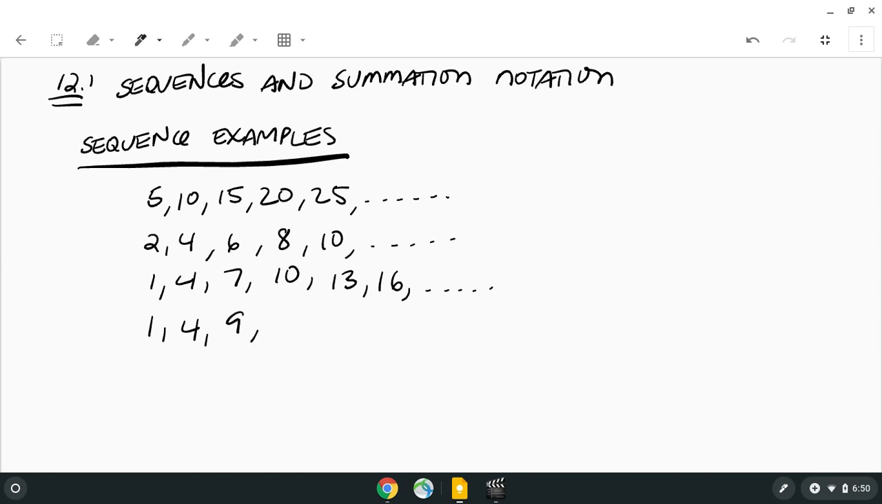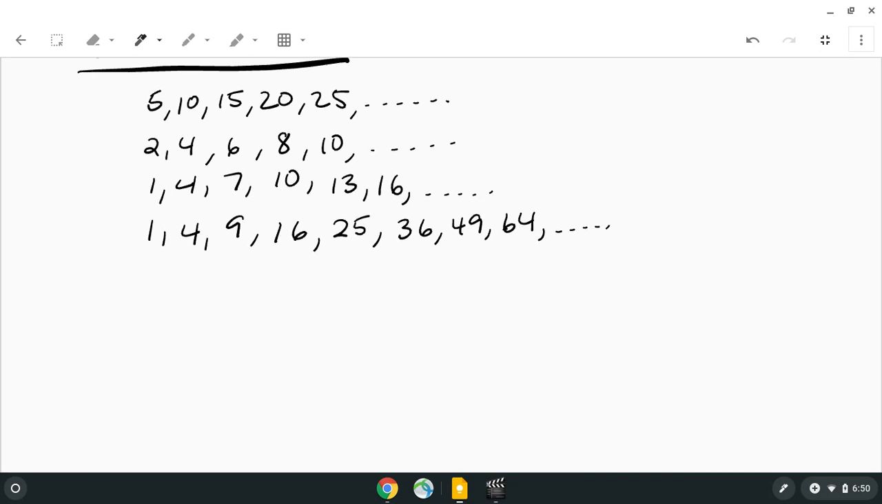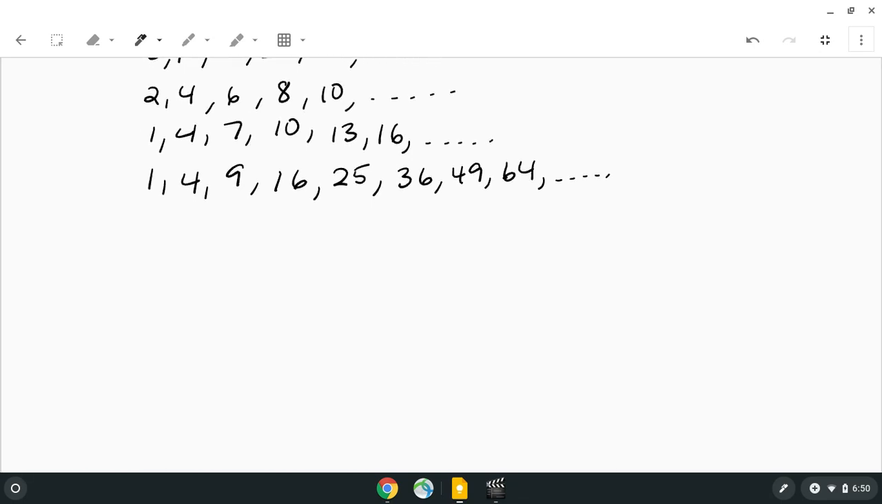1, 4, 9, 16. And if I keep going, if you don't see it right now, I think you'll see it eventually. 25, 36, 49, 64. Okay, so some of you probably have noticed the pattern there. Anyway, so these are examples of sequences. So you should be able to see that these are a list of numbers and there's some sort of a pattern in each one of these. Okay, so let's take a look at the formal definition of what a sequence is.